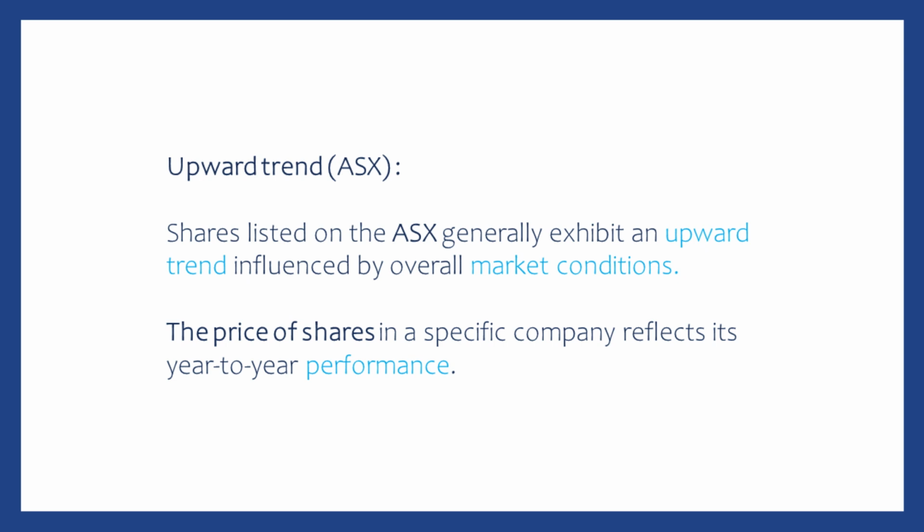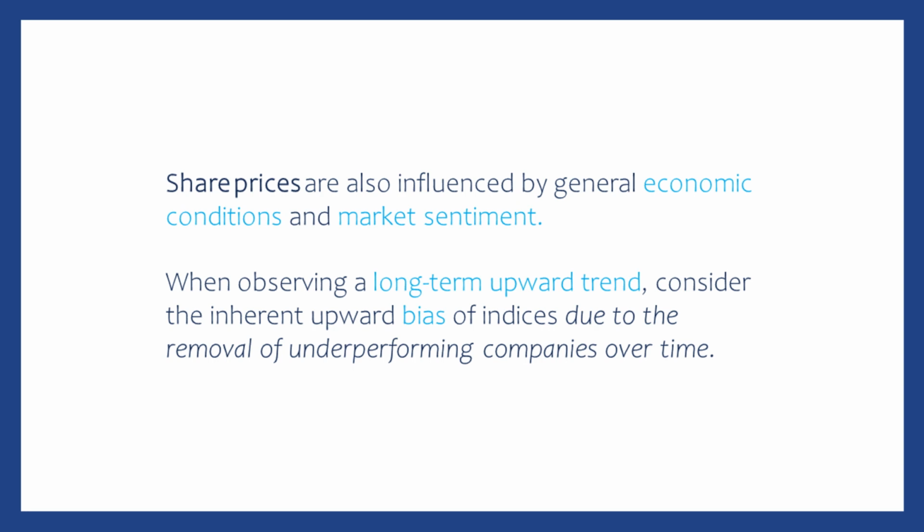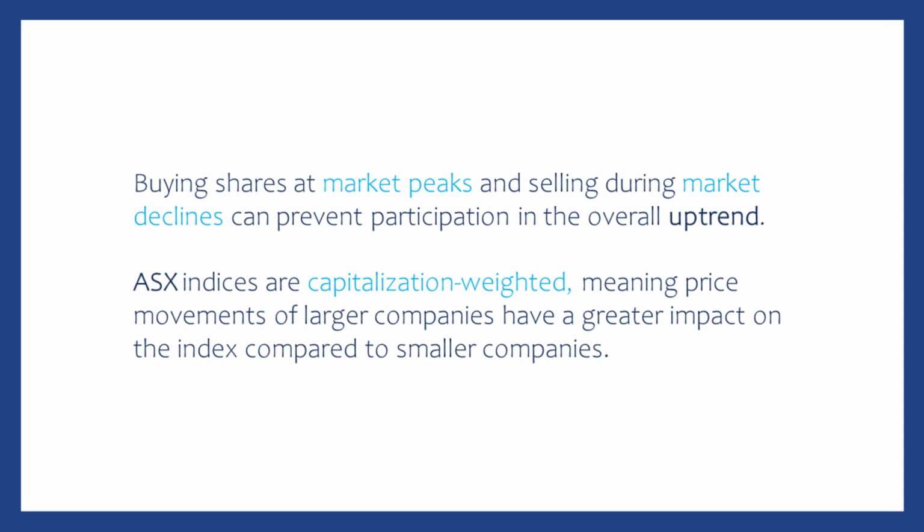Index movements. Upward trend. Shares listed on the ASX generally exhibit an upward trend influenced by overall market conditions. The price of shares in a specific company reflects its year-to-year performance. Share prices are also influenced by general economic conditions and market sentiment. When observing a long-term upward trend, consider the inherent upward bias of indices due to the removal of underperforming companies over time. Buying shares at market peaks and selling during market declines can prevent participation in the overall uptrend.